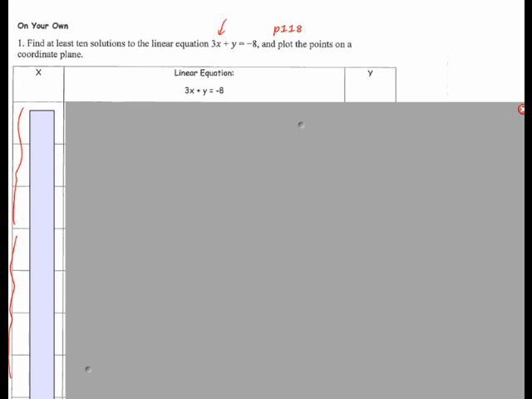When you choose your fractions, you will want a denominator of 3. A denominator of 3, when you multiply 3 times that fraction, will give you a whole number, and that will give you a one-step solution to solve. Pause the video and come up with 10 solutions. Write the ordered pairs and plot the points on the coordinate plane.